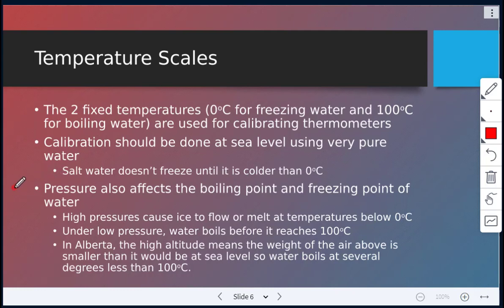Another factor is pressure. Pressure also affects the boiling point and freezing point of water. High pressures will cause ice to flow or melt at temperatures below 0 degrees Celsius. And under low pressure, water will start boiling before it reaches 100 degrees Celsius. In Alberta, we're at a high altitude. It means the weight of the air above is smaller than it would be at sea level. So water starts to boil at several degrees less than 100 degrees Celsius.